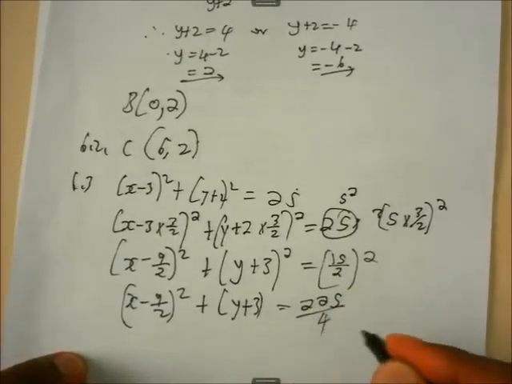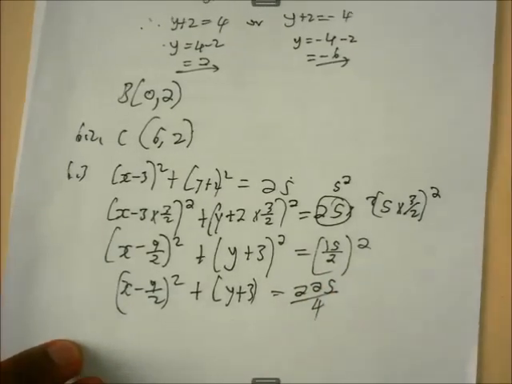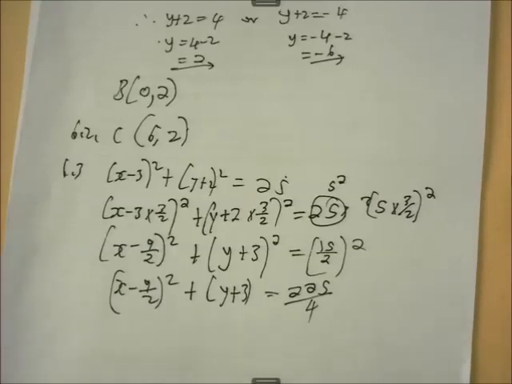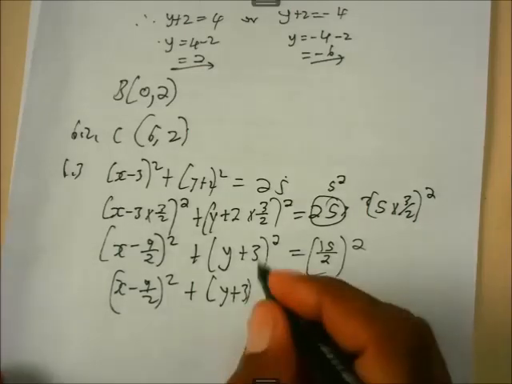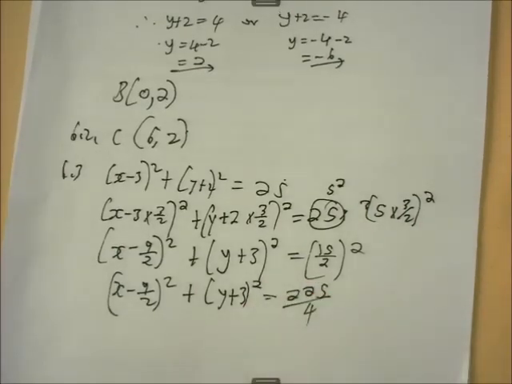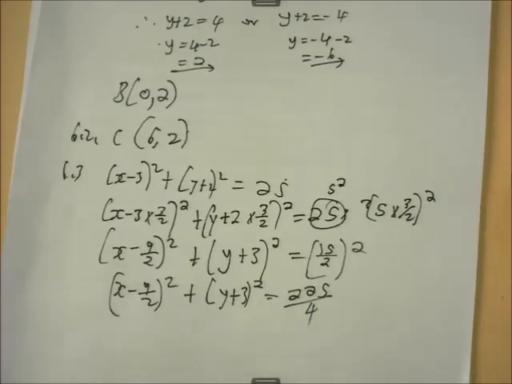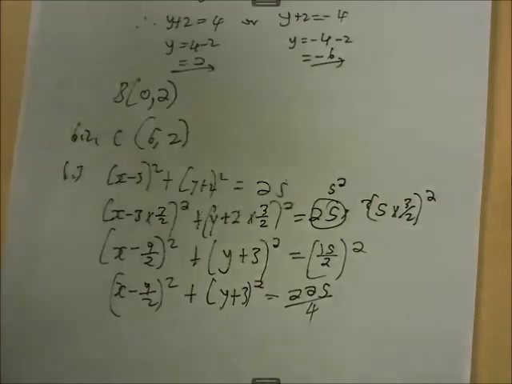225 divided by 4. Therefore, the equation of the new circle with A prime is (x minus 9 over 2) all squared plus (y plus 3) all squared equals 225 divided by 4. Right. Now, boys and girls, it's very important. The same applies if we have the vertical movement as well as the horizontal movement. It's very important that you look at the center and then you apply it on the center.